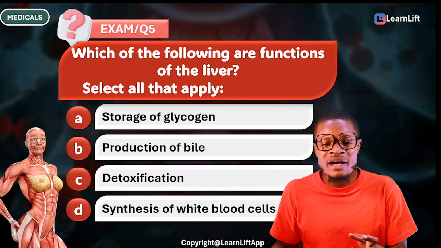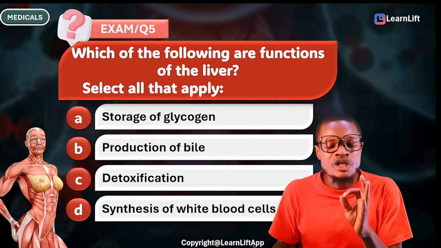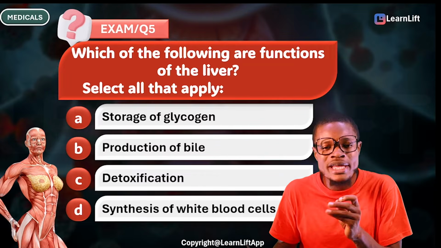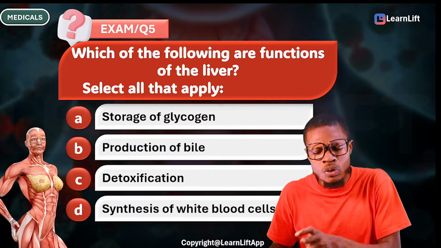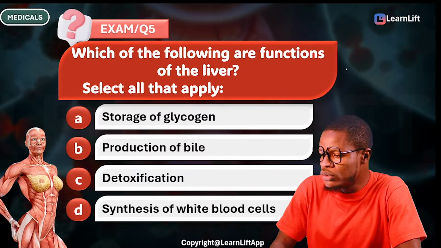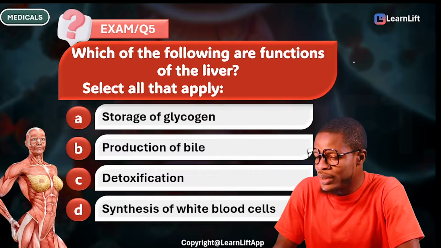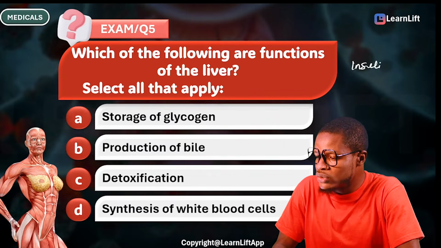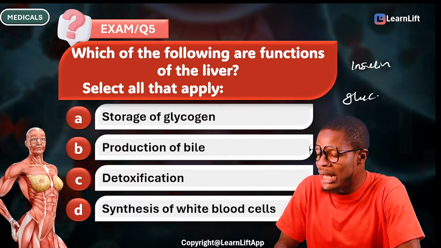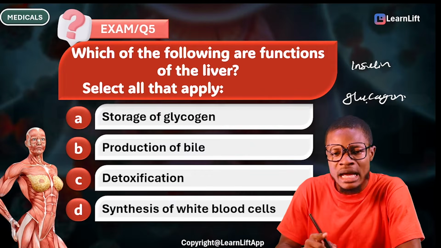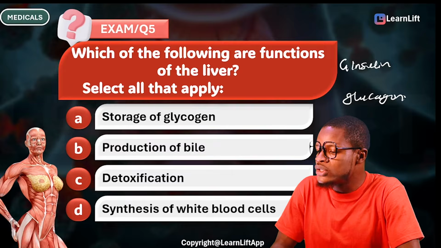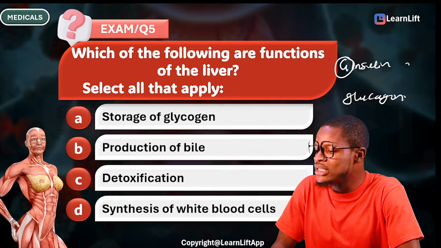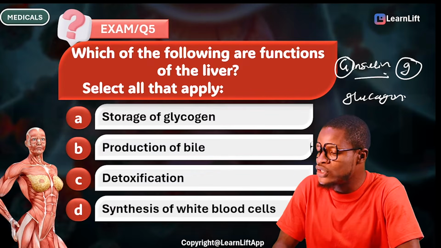Among the functions of the liver, number 1, it carries out the storage of glycogen. Now this is what happens there. You know there is insulin and there is glucagon as hormones. We have 2 major hormones secreted by the islets of Langerhans: insulin and glucagon. Now what happens is this: excess glucose is converted into glycogen by the aid of insulin.